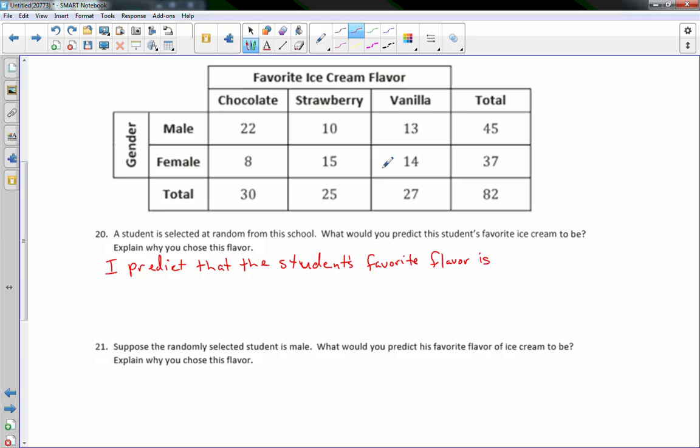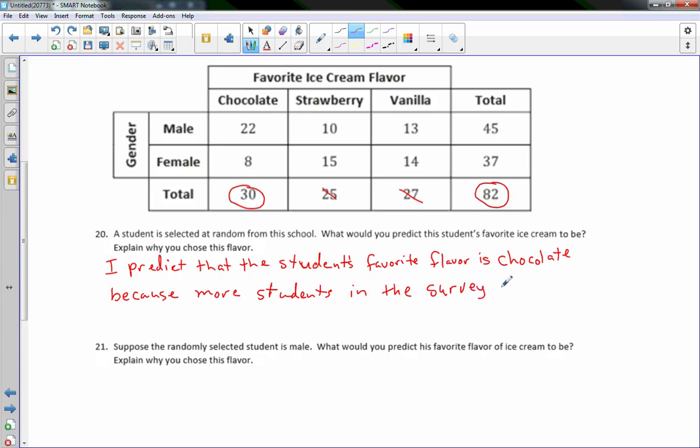I look up here, and these are the three flavors. 27, 25, and 30 out of 82. This is my total, and 30 is more than 25 and 27. So I would predict that students' favorite flavor would be chocolate, because more students in the survey chose chocolate.